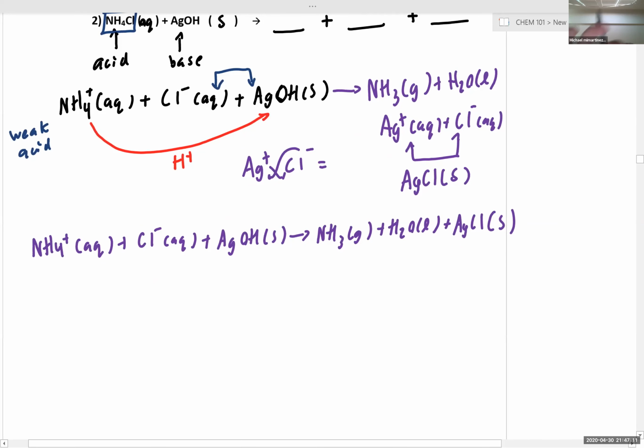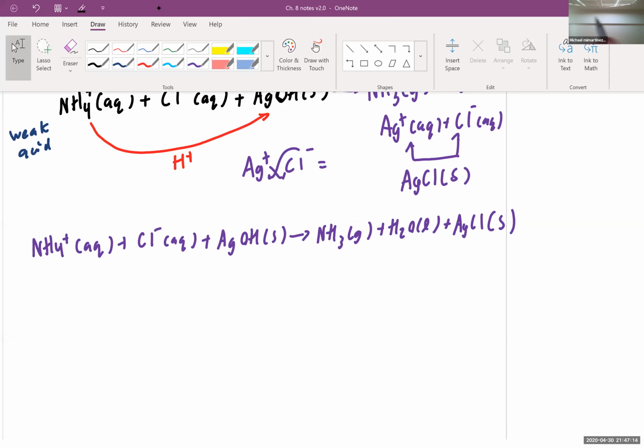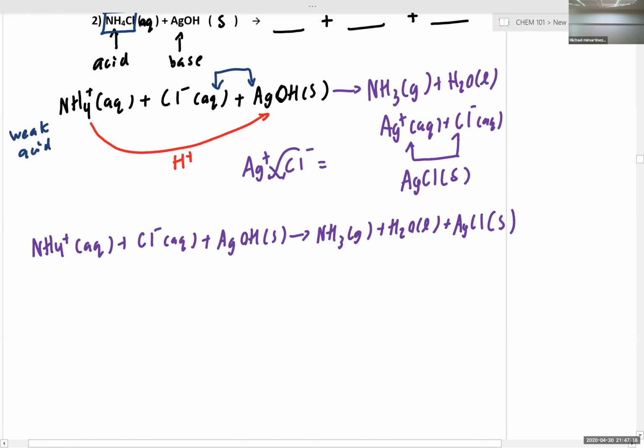Okay, so as we can see, the equation's balanced. It has the same number of atoms of each element on each side. And are there any spectator ions in this case? Nope. So our net ionic equation looks exactly identical to our total ionic equation.